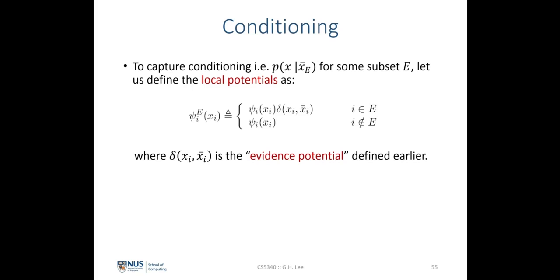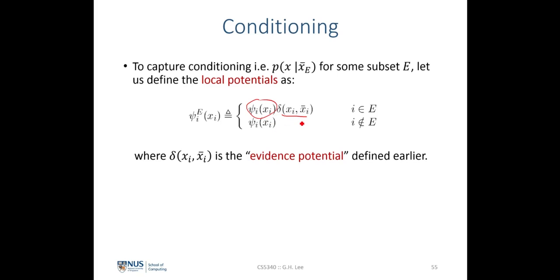In this case, we'll introduce the local potentials to capture the conditioning on the evidence nodes x_E bar, for some subset of the random variables x_E. We'll define the local potential as psi superscript E over x_i, defined for the case where i is in the evidence nodes. We'll introduce the evidence potential here, and notice that we'll only introduce this on the unary term. We'll not introduce it in the binary term.